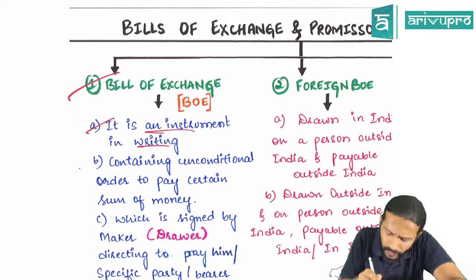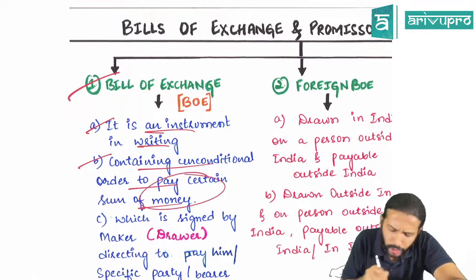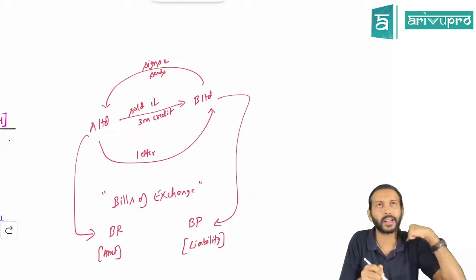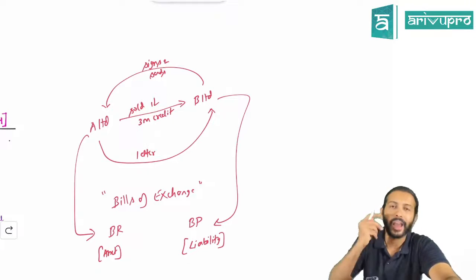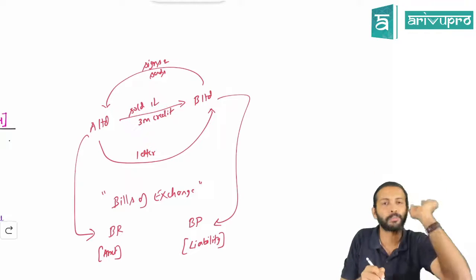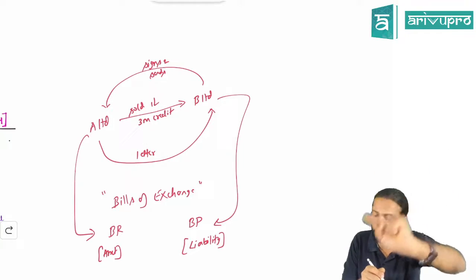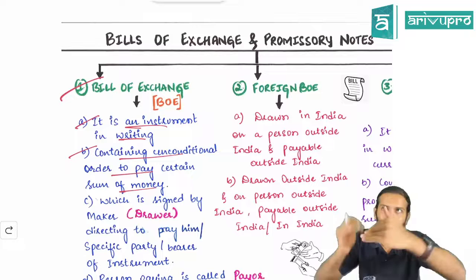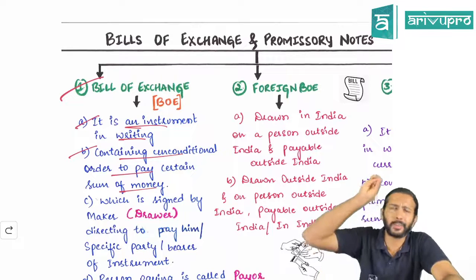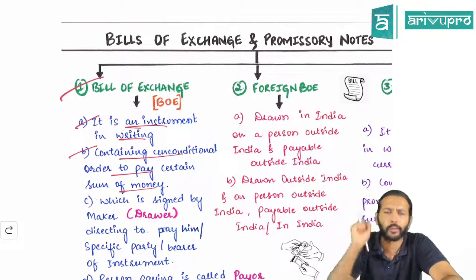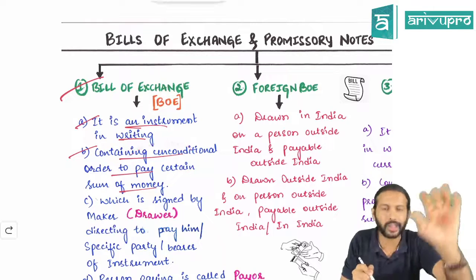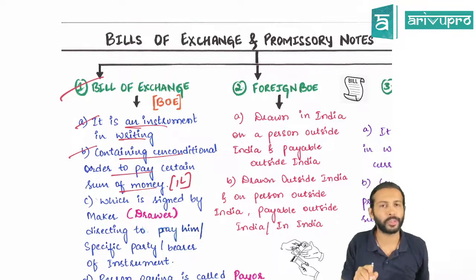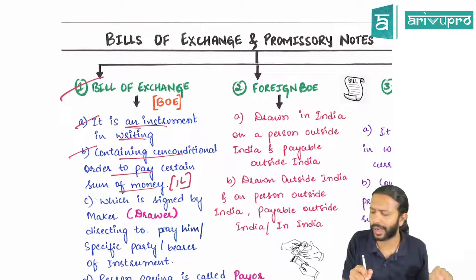One, it has to be in writing, containing an unconditional order to pay a certain sum of money. Here A Limited will clearly instruct B Limited that I have sold you the goods worth 1 lakh rupees and you have to pay me 1 lakh rupees after 3 months. So it should be an unconditional order to pay, meaning B Limited cannot escape from it. There are no conditions applied. A Limited will simply say, I've sold the goods worth 1 lakh and you have to pay me 1 lakh rupees. That's what we mean by an unconditional order to pay a certain sum of money. In our example, that certain sum of money is 1 lakh rupees, so A Limited is ordering B Limited to pay 1 lakh rupees to him.